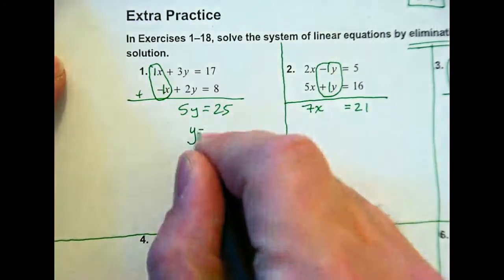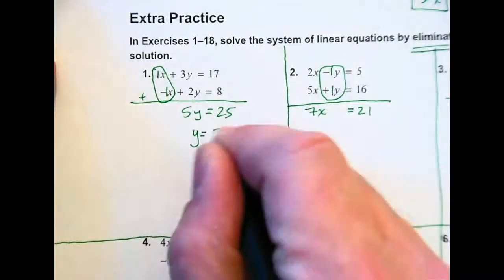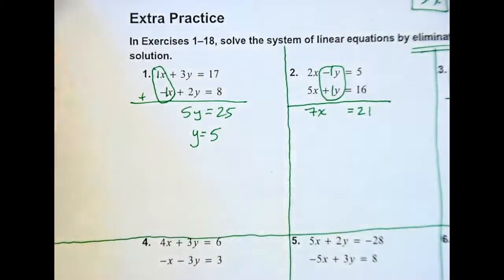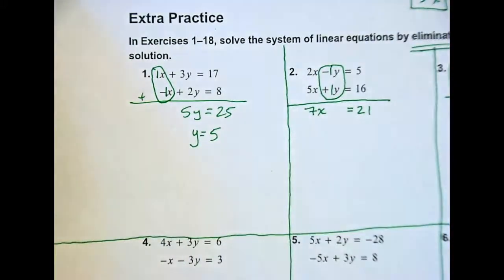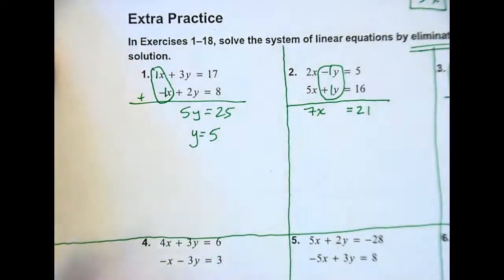All right, Cole, what's y equal? 5. Yeah, divide both sides by 5. We get y equals 5. And now how do we find x? Annalie? We plug y back into one of the equations. Good, so we just pick one.